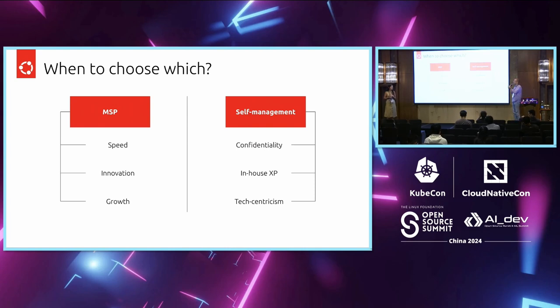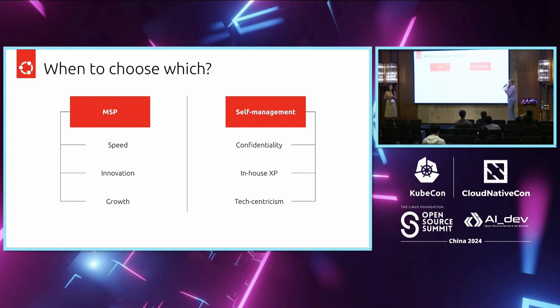Or you are a company that's large in a specific market that's not necessarily tech-centric. Pharma, telco, automotive. And you're looking to adopt the power of AI. Again, you need to be quick, you need to be innovative, and you need to grow very quickly within that environment. Managed service providers would be a good choice in that circumstance.